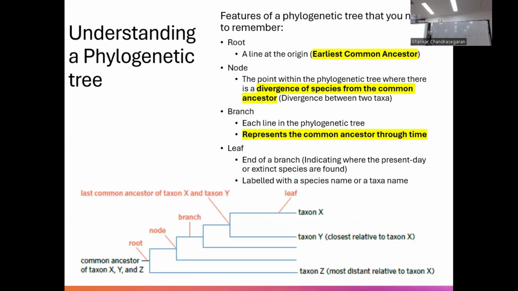So you can see it here, this is a node, this is a node. There are multiple nodes in any phylogenetic tree. You are just looking for where the divergence happened. That is what you would refer to as a node.